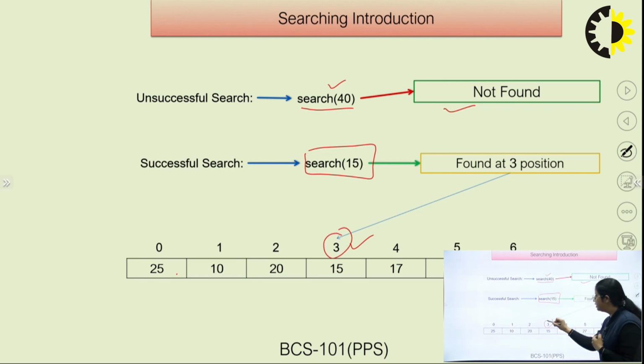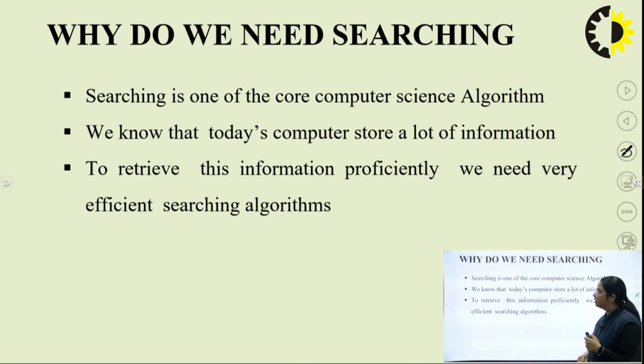At position 3 we get the element, then we can say the search is successful. Now the question arises, why do we need searching? As I told you earlier, we have a collection of data, lots of data in our computer. So why do we need searching?